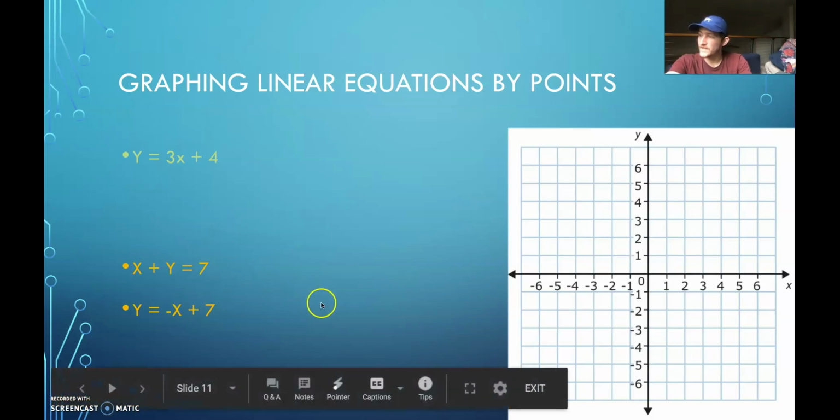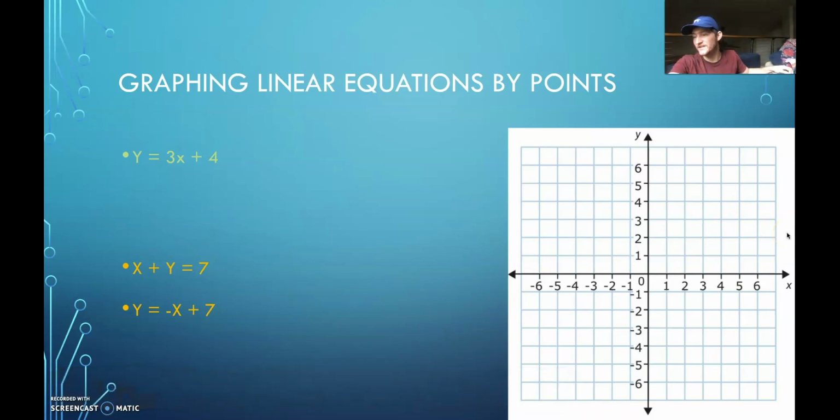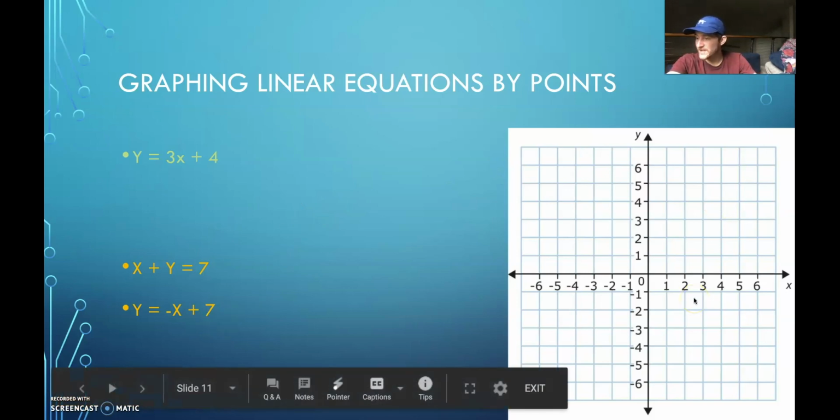All right, and then graphing the linear equation by points for the second one, we want to turn this x plus y is equal to 7 into a better form. So we're going to get y alone on the left side. The way we do that, we subtract x from both sides, and so this becomes y is equal to -x plus 7.